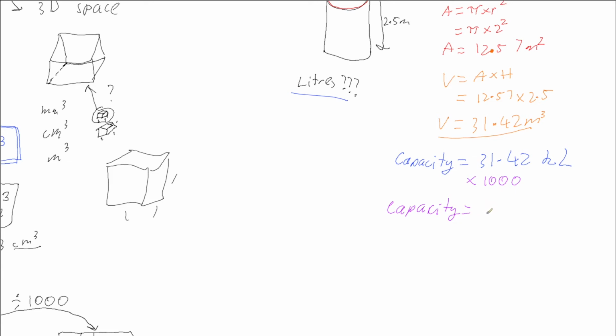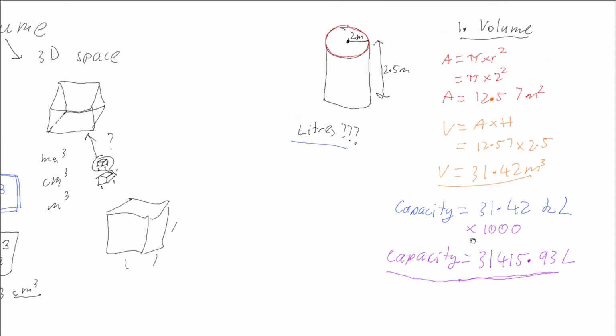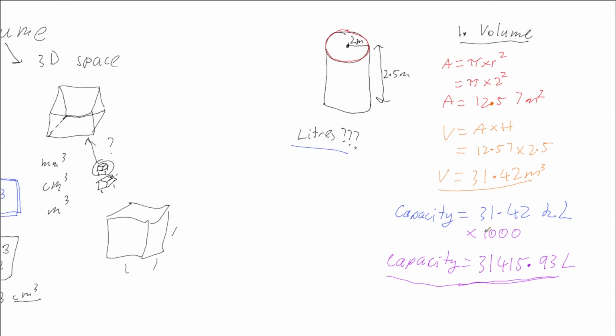of, and if I do that using the exact numbers that I still have in my calculator, I get a few extra decimal places, 31,415.93 liters. And so that's the capacity of this water tank that I've got in liters. And that's the process. Step one, you find the volume, and then step two is you find the capacity from that volume, either turning meters cubed into kiloliters or centimeters cubed into milliliters.